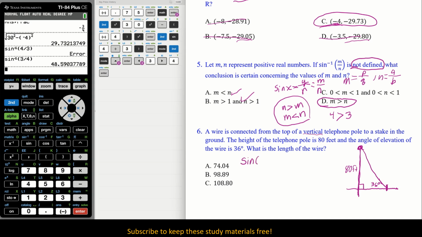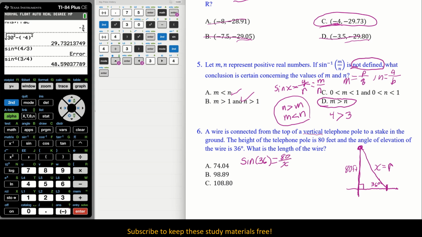sine of 36 degrees would equal, now the wire here, that's our x or our hypotenuse. I'm going to call it x. So it's 80, opposite, over r, that's our radius, we could say. It's our hypotenuse. Okay, so we need 80 over x. Okay, now what do we do?